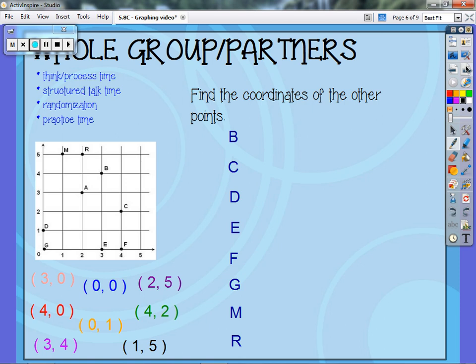Now here, what we're going to do is work some together as a whole class. We're going to do the first few letters. And then I'm going to let you and a partner finish up the rest. Okay? So we're going to begin here. We're doing this as a whole group.